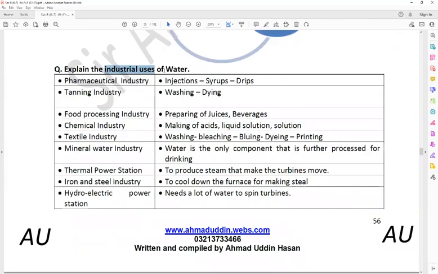Details about the industrial use of water are shown here. Pharmaceutical industries use water for injections, syrups and drips. The tanning industry uses it for washing and dyeing. The food processing industry uses it for making juices and beverages. The chemical industry uses water for making acids. The textile industry uses water for washing, bleaching, dyeing, and printing.